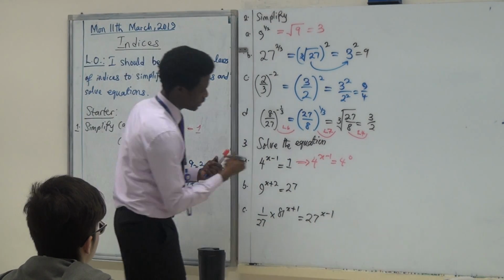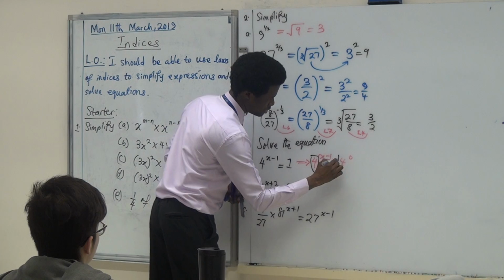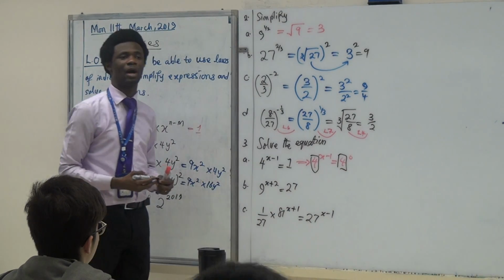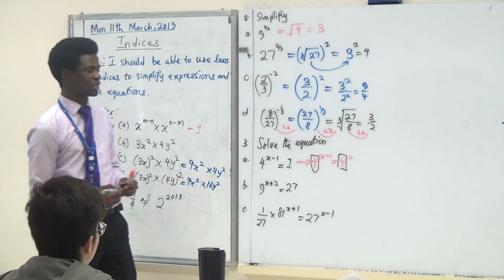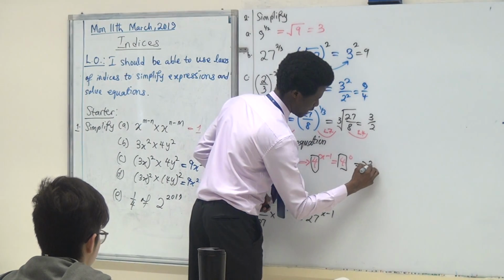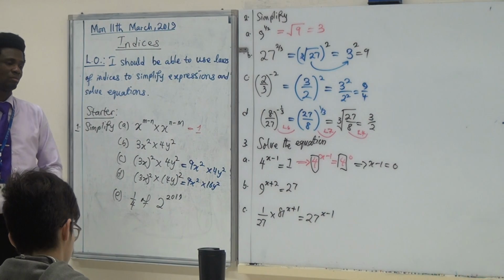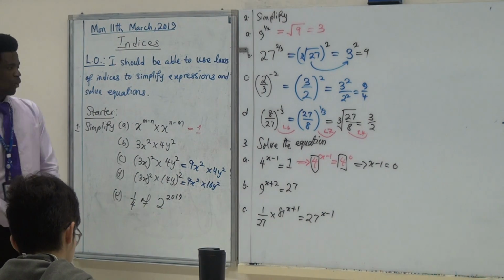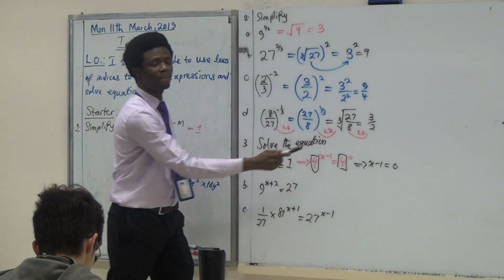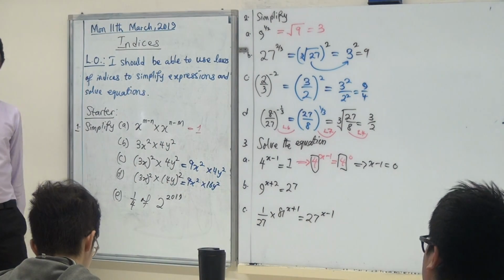So if you have the same base, then you can compare the powers. So what does that give you? x minus 1 equals 0. Then you solve. x is 1. Why did I write this? Because anything to power 0 is 1. Oh, wait, I got it.